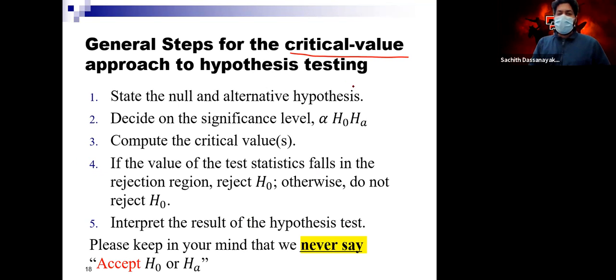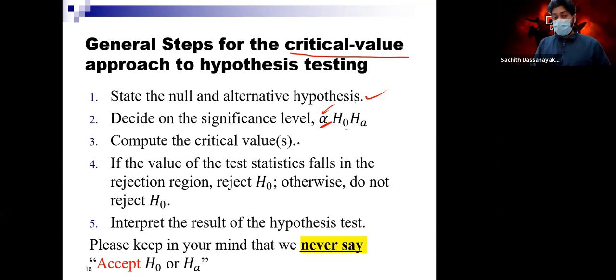First of all, it doesn't matter whether it's the p-value approach or the critical value approach, you have to state H naught and HA. Then pick the correct significance level. Most of the time they will give alpha. So the first step is the significance level, H naught, HA. Then compute the critical value.